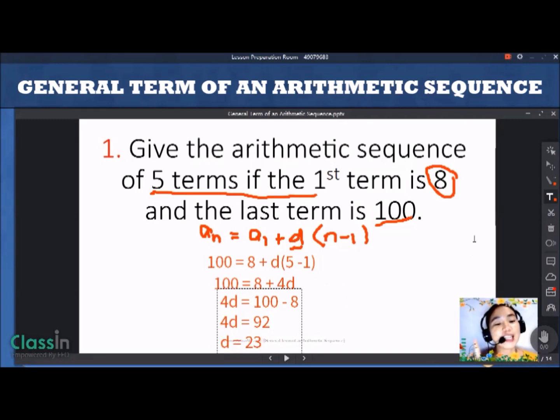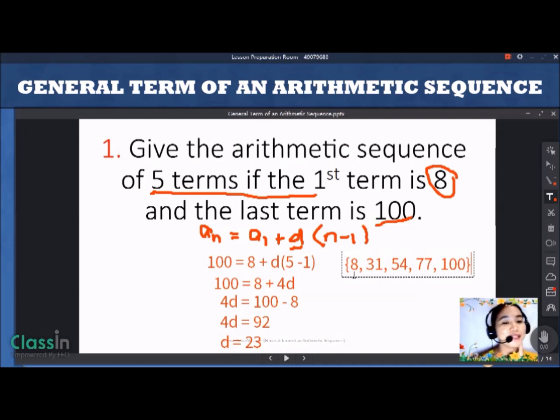But that is not yet the answer. We have now to determine the sequence of 5 terms. So we will begin, of course, with the first term, which is 8. Then we will add 23. That will give us 31. Then another 23. That will give us 54. Then another 23. That will give us 77. And another 23. That will give us 100. See? The first term is 8 and the last term is 100. So that will be our final answer.